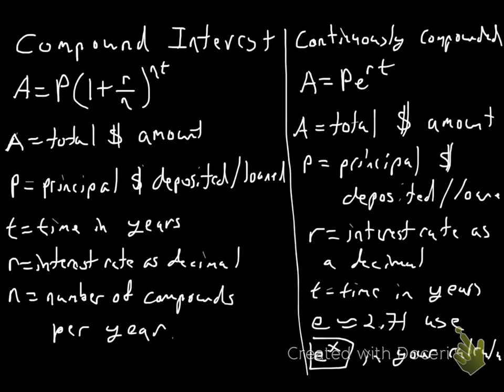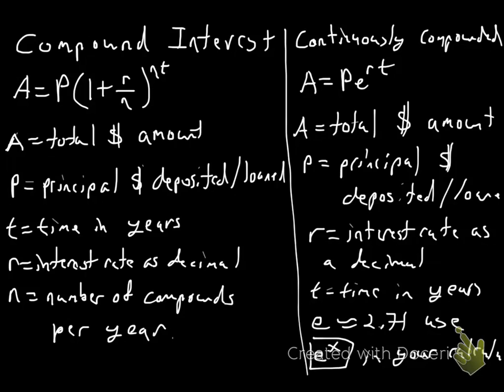So after a certain amount of time, you gain some interest, and then after another certain amount of time, you gain interest on your original deposit or loan, and then you gain some interest on interest that you've earned. So compound interest is A equals P, your principal, times 1 plus r over n, to the nt power. That's just the formula, so maybe you need to make a flashcard to memorize that.